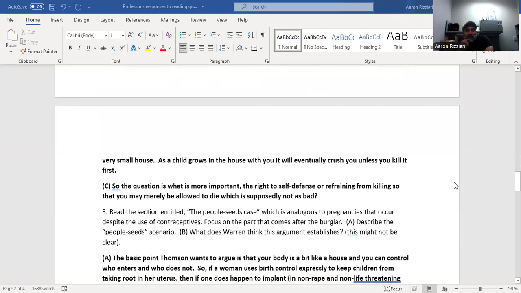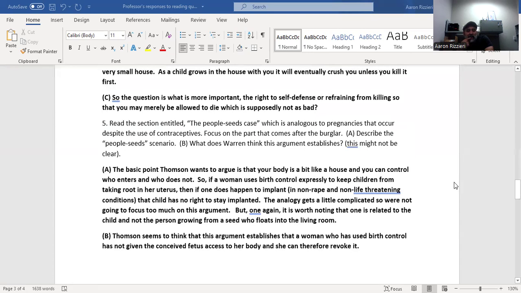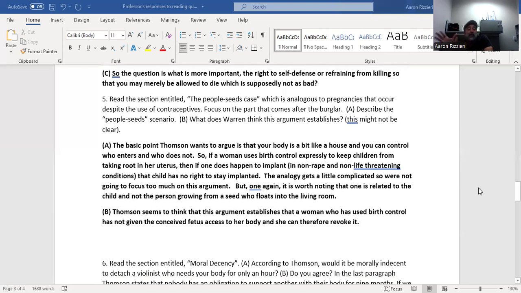Now, she does have one other argument that gets kind of messy, and it has to do with people seeds. So let me just read my commentary here. It says, read the section entitled The People Seeds Case, which is analogous to pregnancies that occur despite the use of contraceptives. Focus on the part that comes after the burglar. Describe the people seed scenario. What does Warren think this argument establishes? Okay, and this might not be crystal clear. So let me just try and capture the point of the argument.